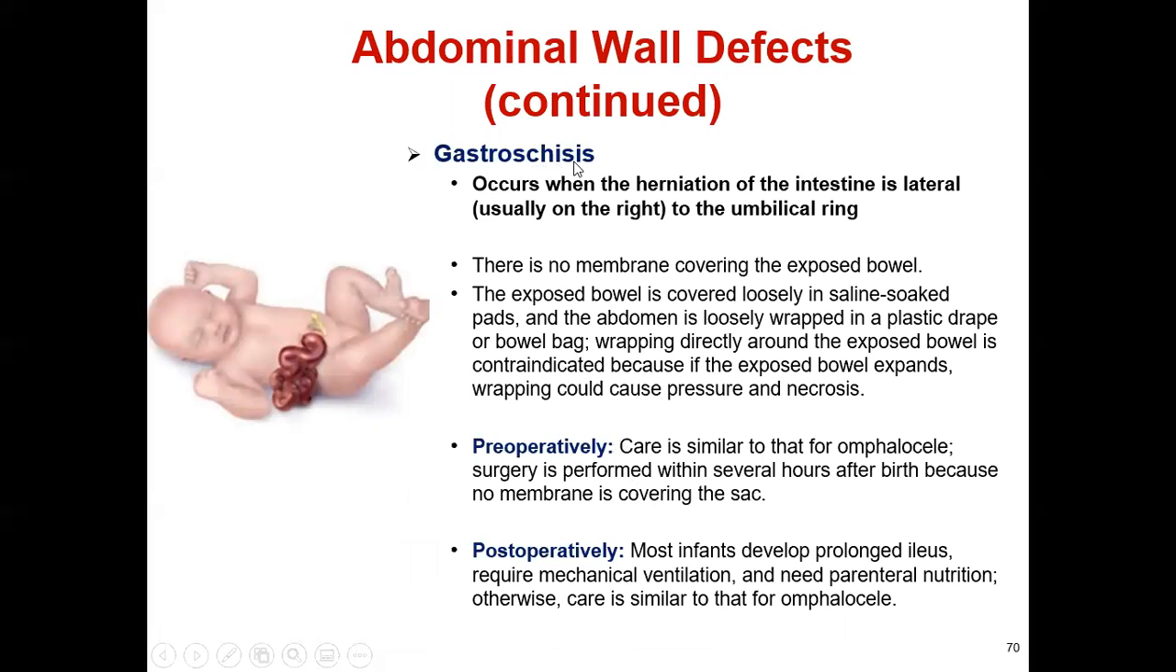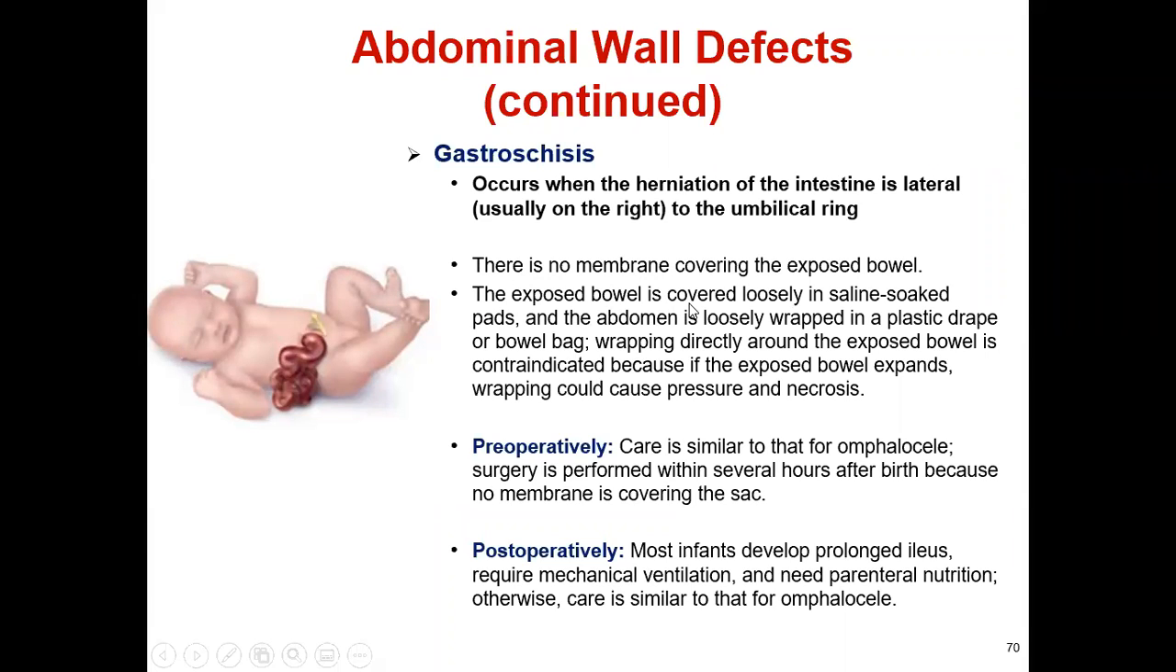And gastroschisis is basically an abdominal wall defect to the right of the umbilicus with herniation. So you can see this came out, herniation, and no peritoneal protection of the content. So there is no peritoneal covering. It occurs when herniation of intestine is lateral to the umbilical ring. There is no membrane covering the exposed bowel.